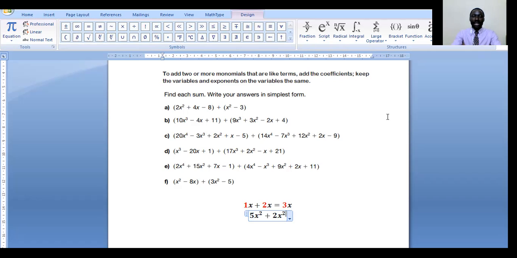And what will this give us? Now, notice the coefficient of the second quantity.